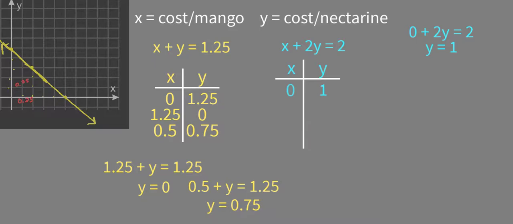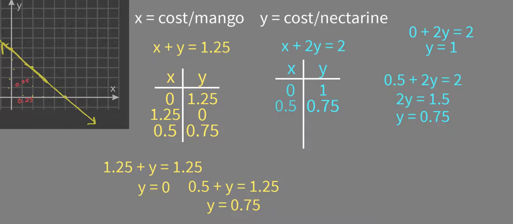We'll go ahead and use the same points. So we'll do 0.5. So 0.5 plus 2y equals 2. Subtract 0.5 from both sides, you get 2y equals 1.5. Divide both sides by 2, and we get y equals 0.75. So when x equals 0.5, y equals 0.75.